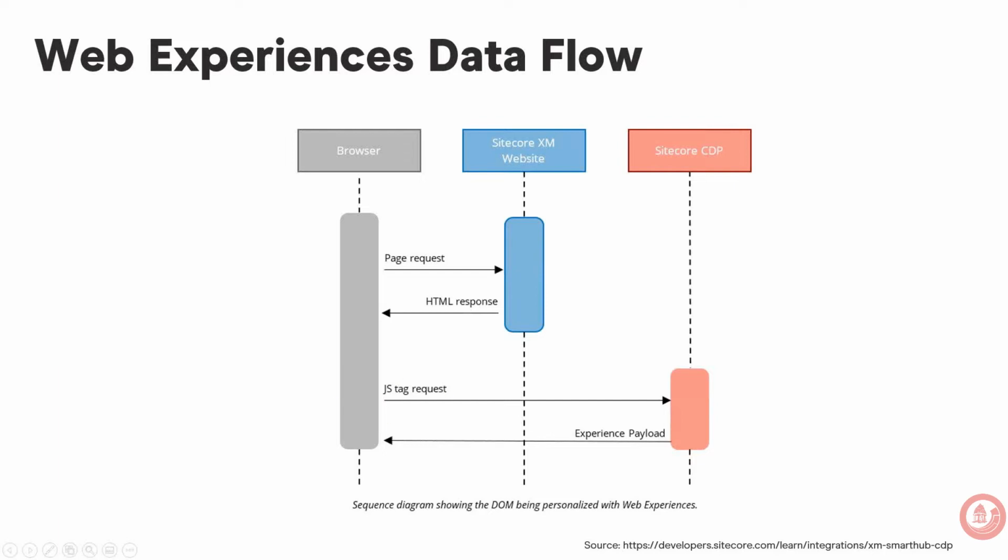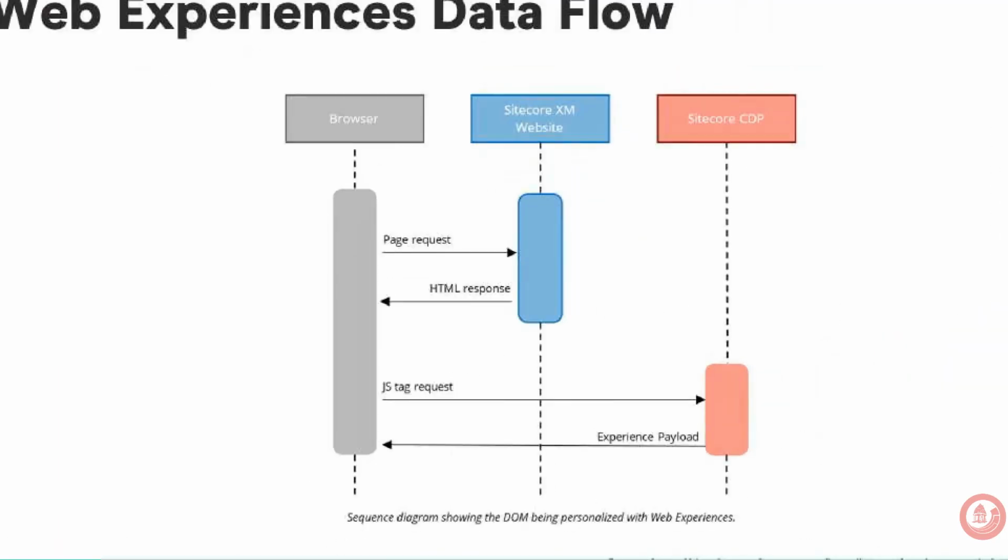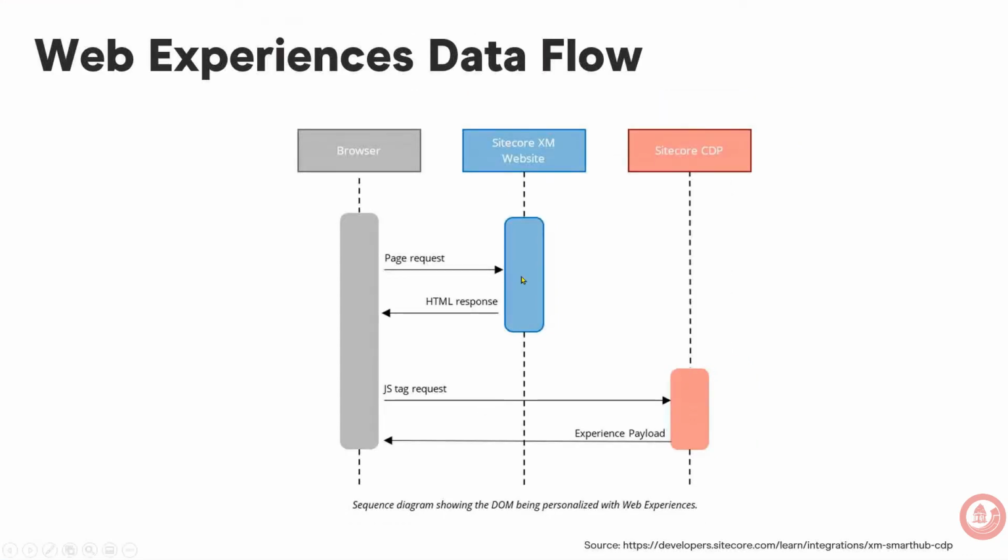Then you have some Sitecore personalized JavaScript added, which does a request to Sitecore CDP. Sitecore CDP processes that, hey, how many web experiences are active on this particular channel or website. It will send that payload, and that will be rendered at the client side. So this basically sends HTML, CSS, JavaScript to browser, and then browser renders that. So that's about the web experiences.